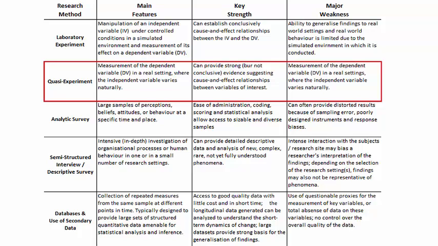Moving on to analytic surveys, main features of this method include the collection of large samples of perceptions, beliefs, attitudes, or behavior at a specific time and place. Now, it could be one point in time, in which case you would employ this under a cross-sectional design, or you could go back a few times in a row and obtain a longitudinal research design.